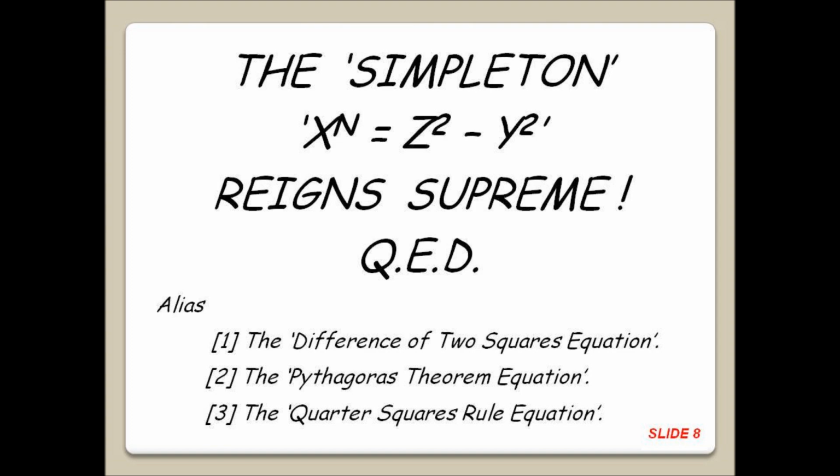The relevance of what we have just done for Fermat's last theorem is simply that the simpleton x to the n equals z squared minus y squared reigns supreme, QED. Alias 1, the difference of two squares equation, 2, the Pythagoras theorem equation, and 3, the quarter squares rule equation. End of video.